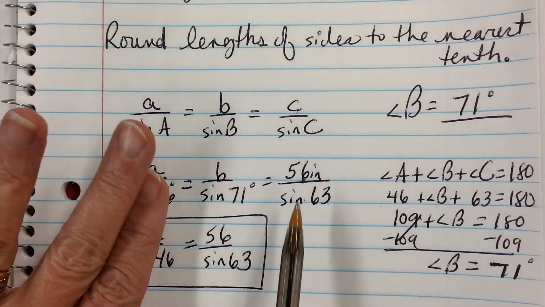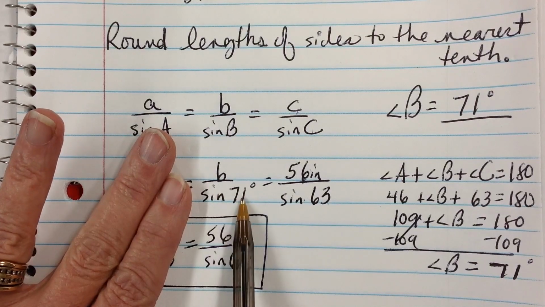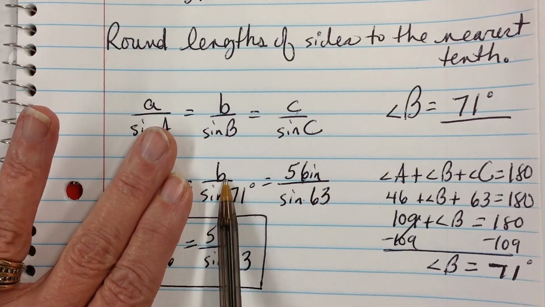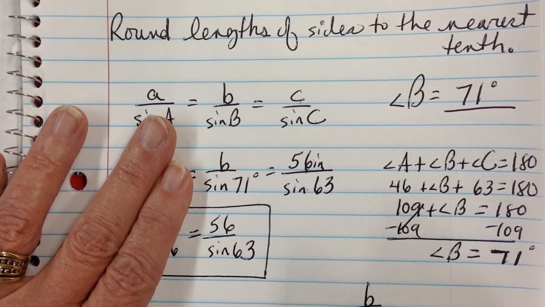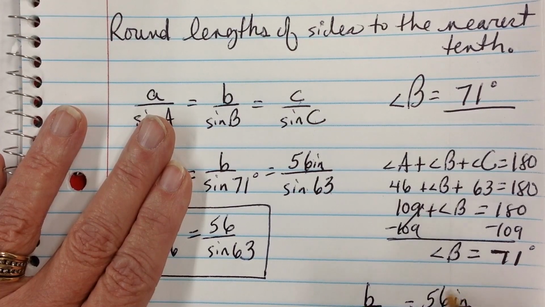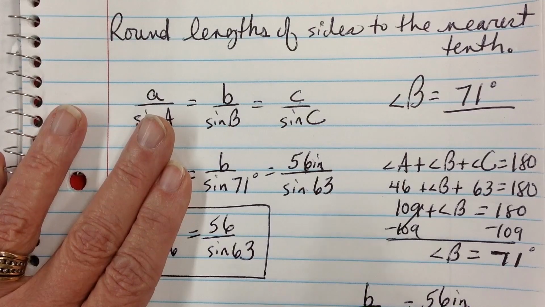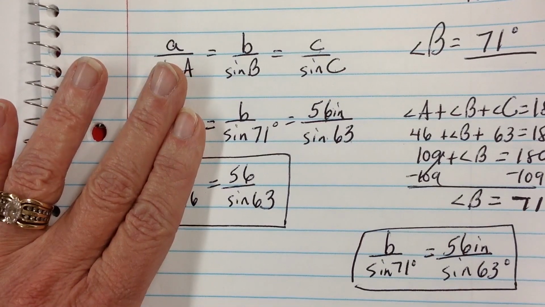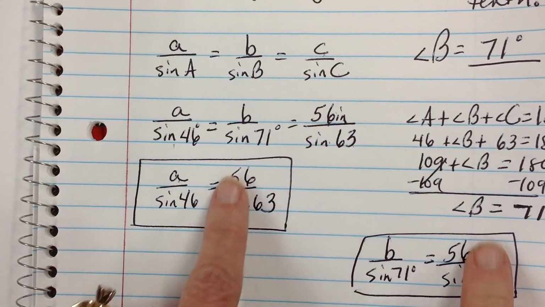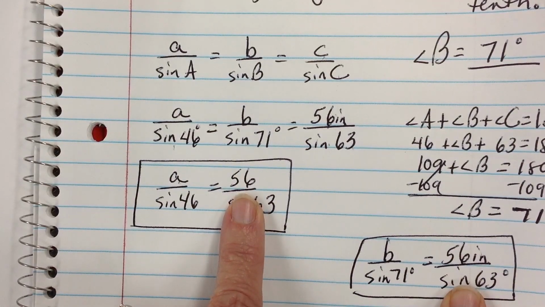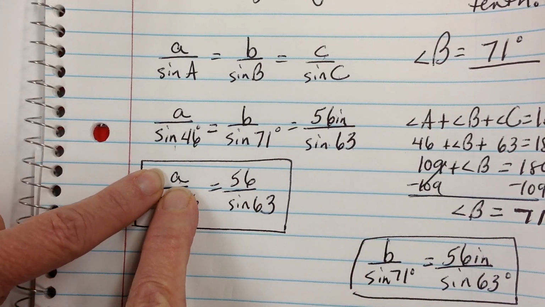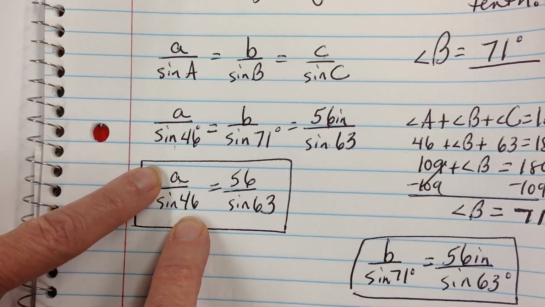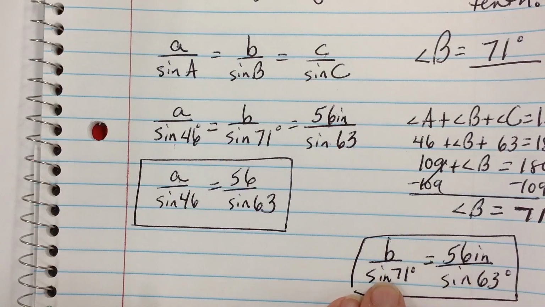Now, I'm going to use b over sine of 71 equal to 56 over sine of 63 to find b. So I'm going to set up my second proportion. b over sine of 71 equals 56 inches over sine of 63. This will be the proportion that I will use to solve for b. Again, notice I've used the c's in both of these proportions, but I've set up two separate proportions so that in this one the only unknown is a, so when I use cross multiplication I will find a. In this one, the only variable that I'll be solving for is b.